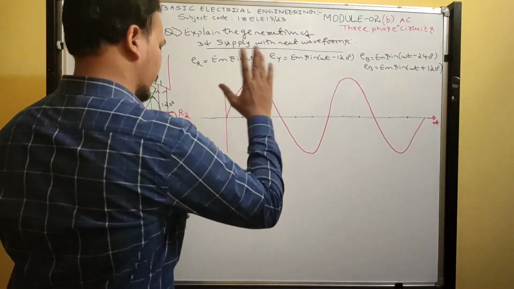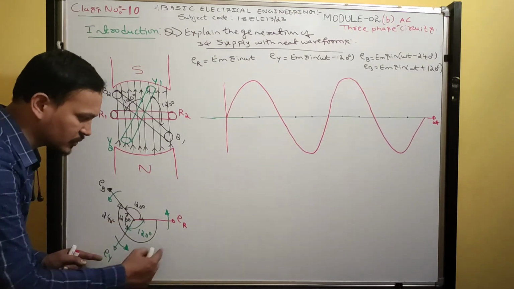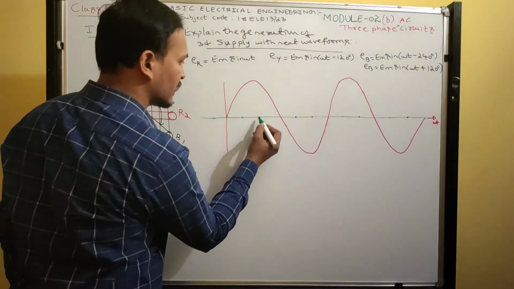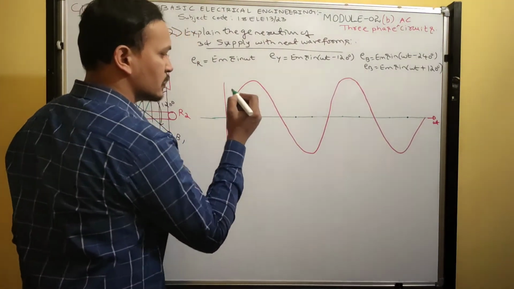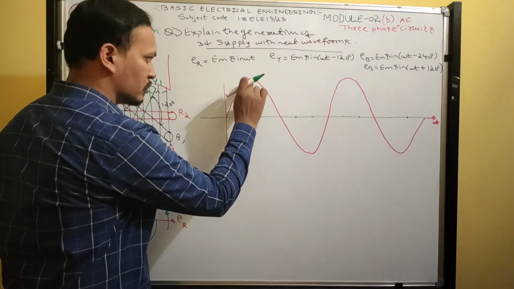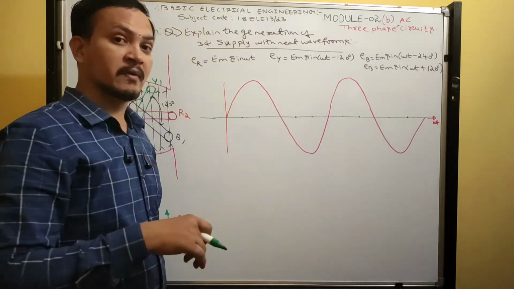See now, ER we have written. Next, EY. Voltage induced in Y phase with respect to R phase lags by how much? 120 degrees. Where is 120 degrees? 120 degrees is here. See, you should write the maximum value at 90 degrees. Okay, 90 degrees or 270 degrees.